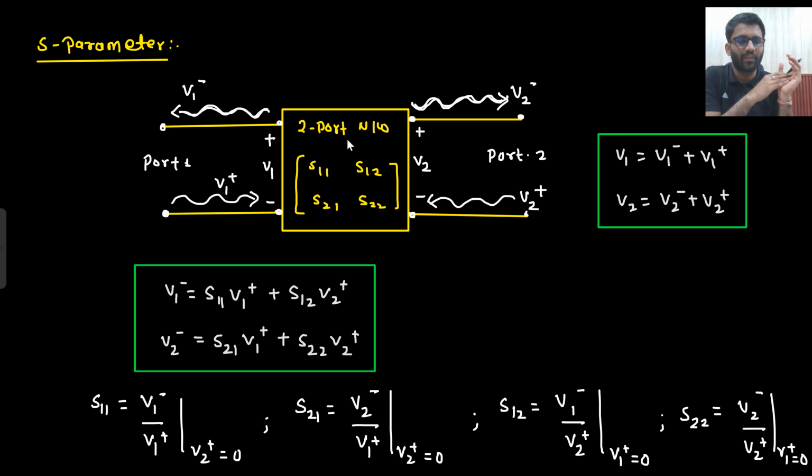V1 minus is equal to S11 V1 plus plus S12 V2 plus. And V2 minus is equal to S21 V1 plus plus S22 V2 plus. Okay. Now one more thing: just at the end of the transmission line you will assume some V1 potential, and just at the end of the other transmission line you will assume some V2 potential. That V1 potential is equal to V1 minus plus V1 plus, and this V2 potential is equal to V2 minus plus V2 plus.